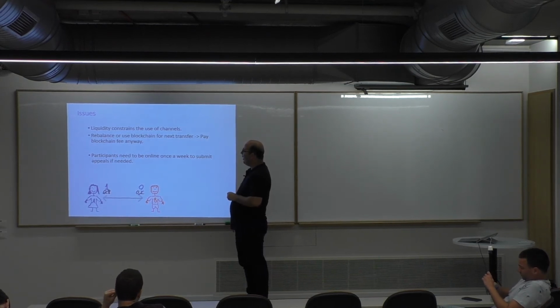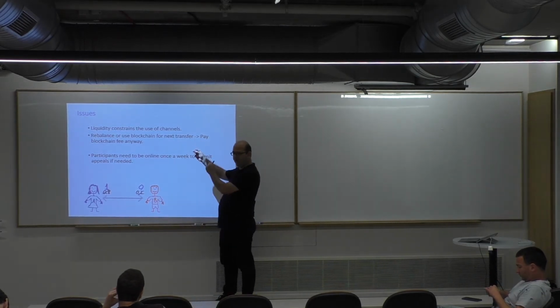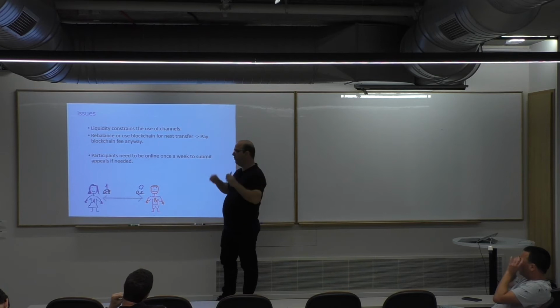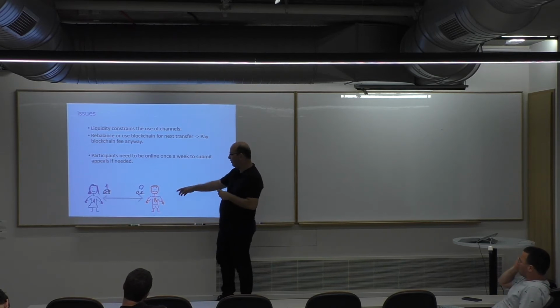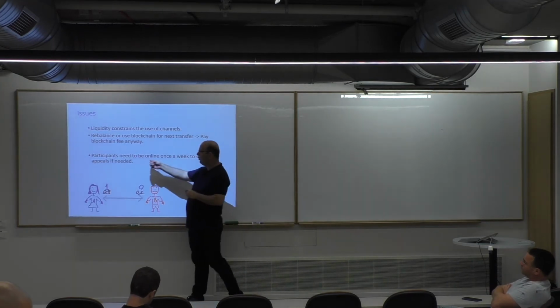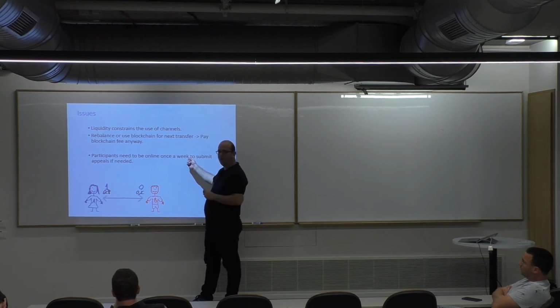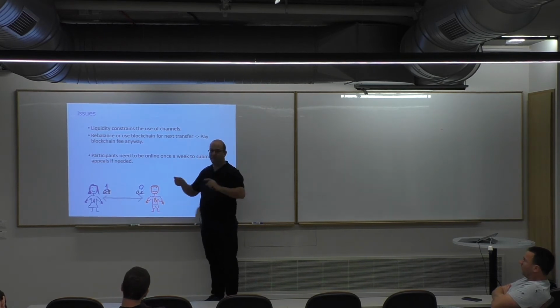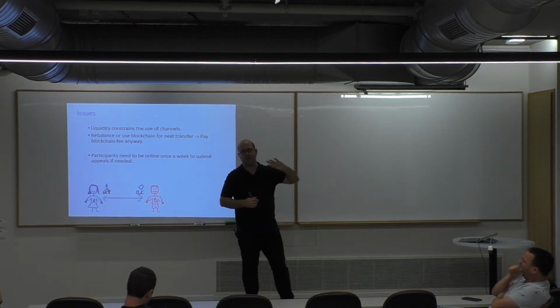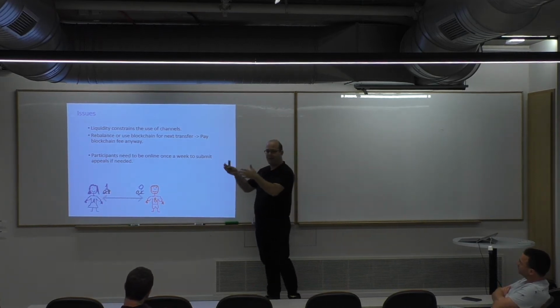Right, to rebalance the channel, we have to put in more money. So it's a blockchain transaction. It's expensive for us. Communication between Alice and Bob is relatively cheap. And also, the participants need to be online once a week to submit appeals. If the other party closes the channel without your knowledge on an old state, you have to be there to catch them and appeal.